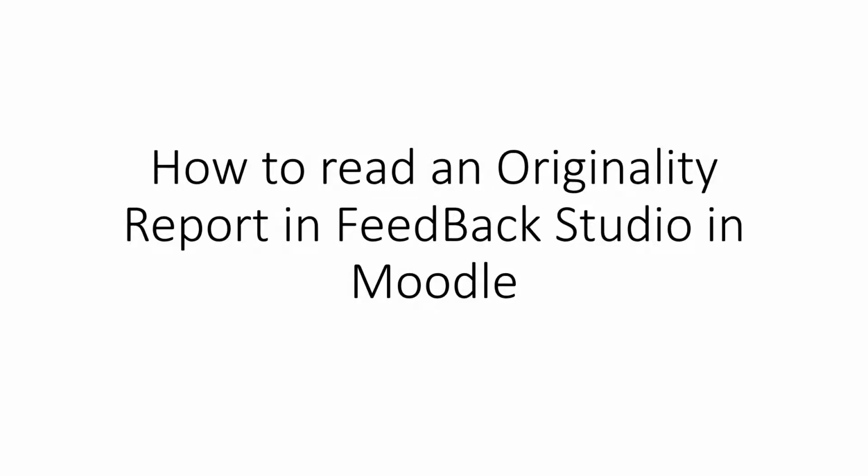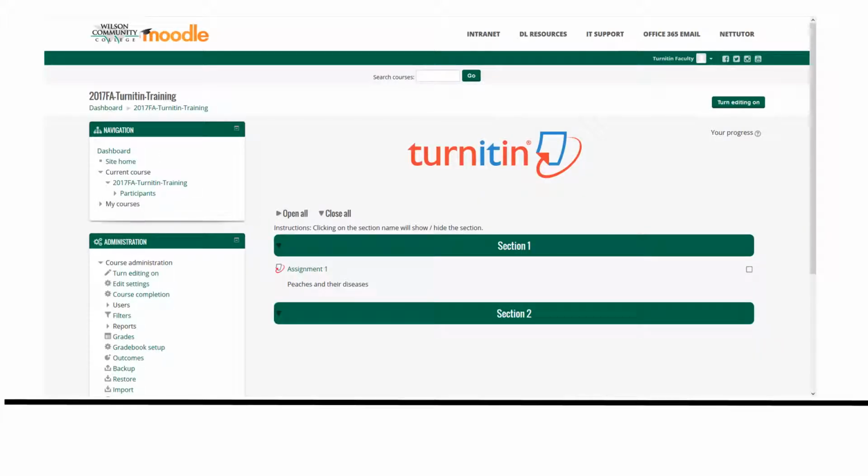In this video, we will cover how to read an originality report in Feedback Studio in Moodle. To access the originality report, e-reader grammar and spelling check, and provide feedback to students using Feedback Studio, go to the section heading and click on the Turnitin assignment.